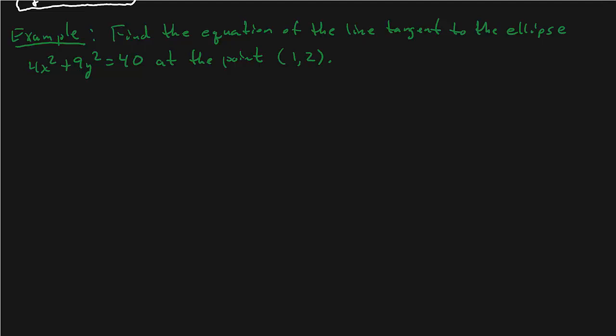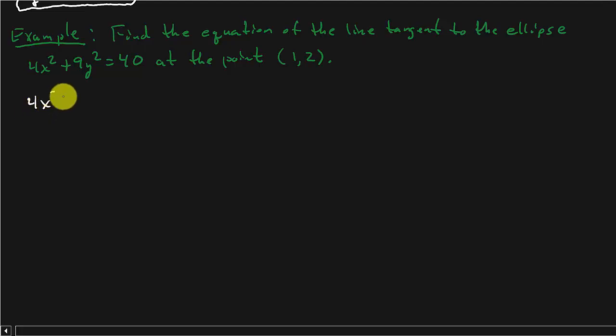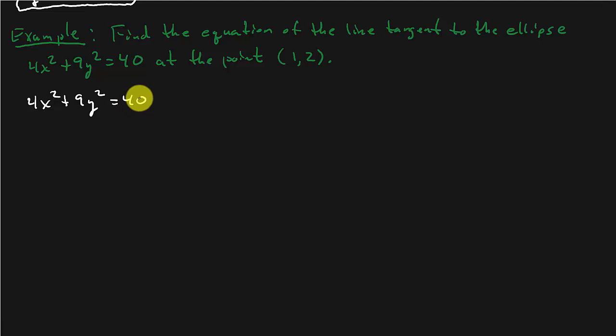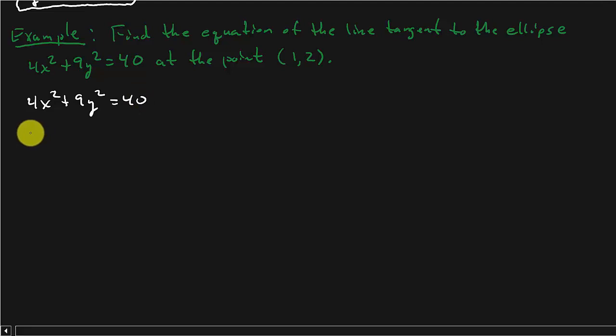All right. So, 4x squared plus 9y squared equals 40. We have to find the derivative. We should remember how to do this, implicit differentiation. So that's 8x plus 18y times y prime equals 0.